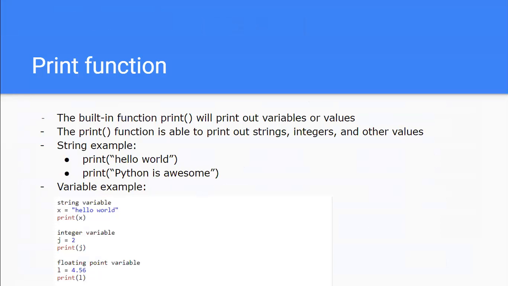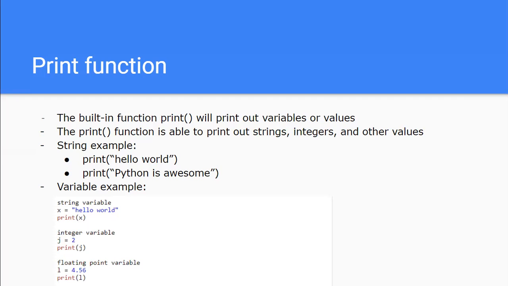All right, let's move on to the print function. The print function is a built-in function that will print out variables or values. It is able to print out strings, integers, floating point numbers, and variables, all that stuff. Examples of a string being printed out are listed below, and you can already see the basic structure of a print statement. You would type in print, lowercase p-r-i-n-t.